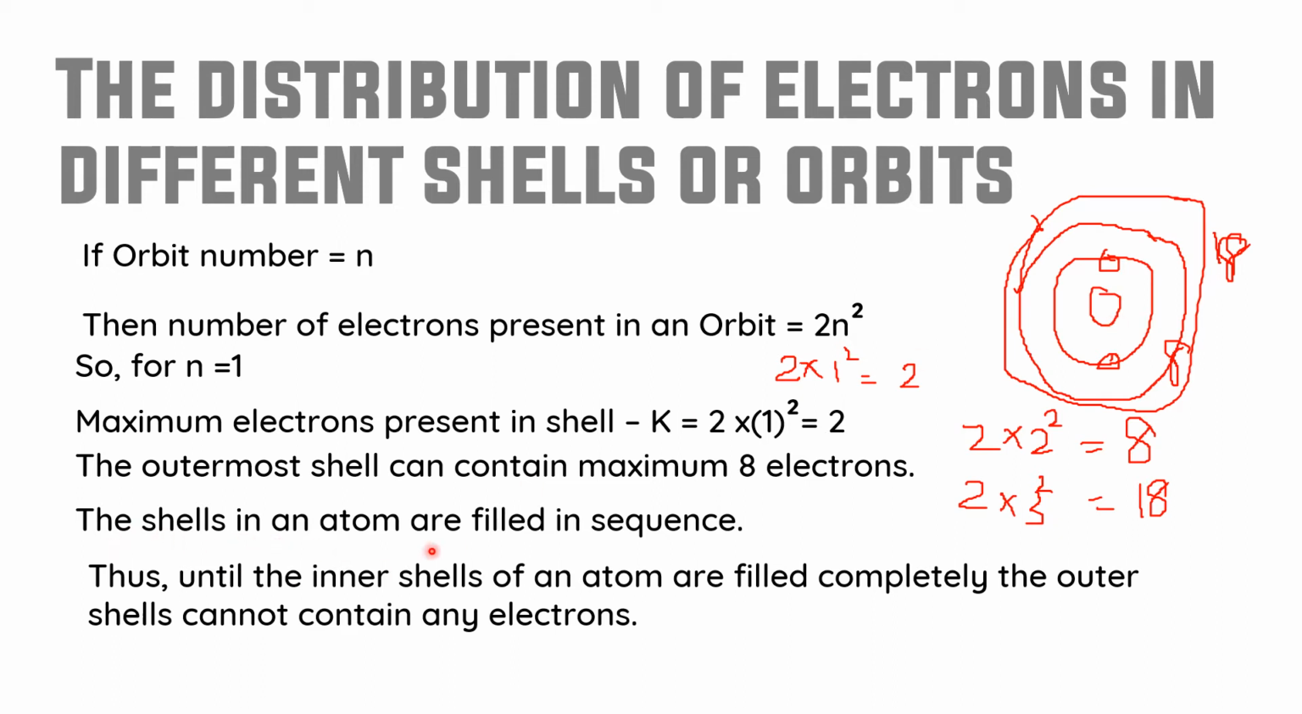The shells in an atom are filled in sequence. That means first the first shell, the K shell, is completed, then only do we go to the second, then to the third, like that. That is the order in which they are filled. Until the inner shells of an atom are filled completely, the outer shells cannot contain any electrons. So first the K shell holds a maximum of 2, then the second shell 8, the third shell 18, like that.